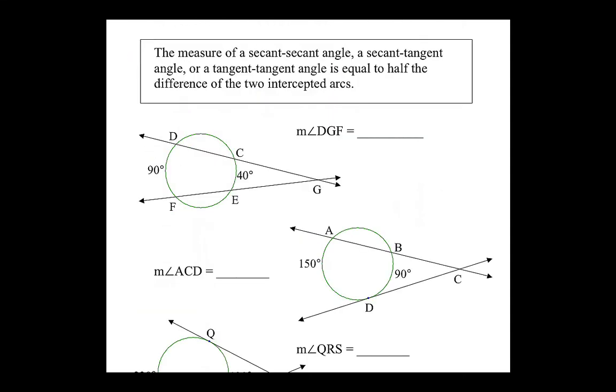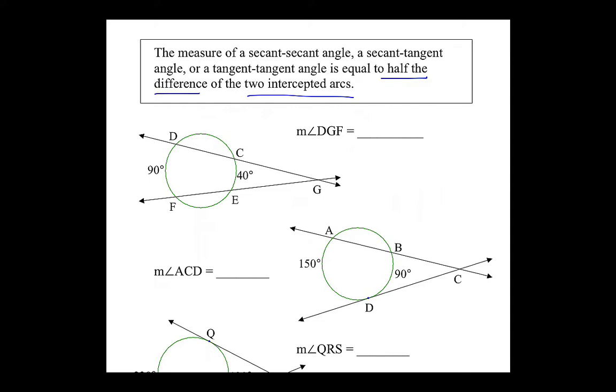And that relationship is this. The measure of a secant-secant angle, a secant-tangent angle, or a tangent-tangent angle is equal to half the difference of the two intercepted arcs. So let's see what I mean by that.